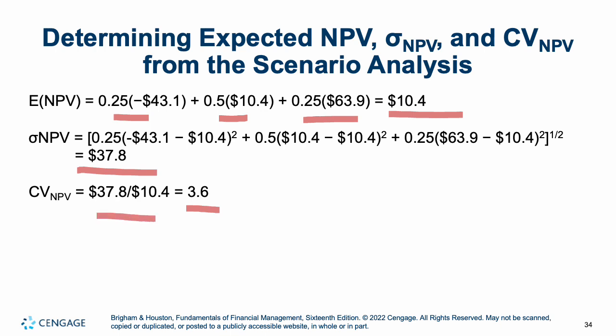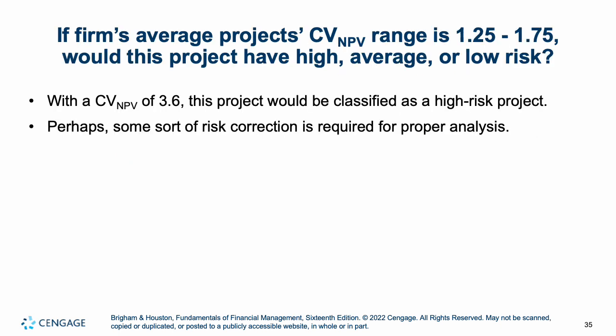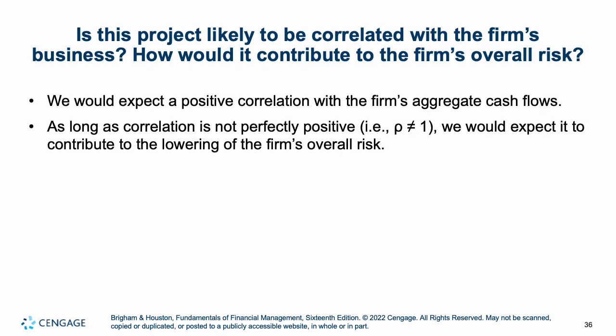So in this case, we would expect a positive NPV taking into account all of the scenarios. Of course, if the bad scenario happened, the worst case, we would lose money. But probability-wise, we would expect a positive NPV. This would be a project we would go ahead with. So if a firm's average project's CV NPV range is 1.25 to 1.75, would it be high, average, or low? So with a 3.6 coefficient of variation, we would say this is a high-risk project. So maybe some risk correction is required for proper analysis. We would say this is a high-risk project. We may have to adjust for it.